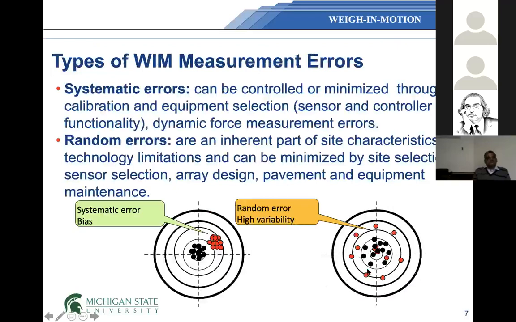And if you are hitting around the target but you have high variability, so if you take an average of these red dots, we may get close to the target, but there is high variability. You can think of this as a random error. This random error is part of the technology and other factors I'm going to talk about. But systematic error we can remove through calibrating these WIM sensors. That's why calibration is really important for these weigh in motion sensors.